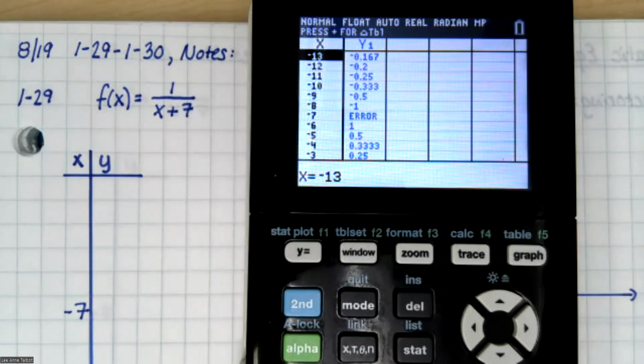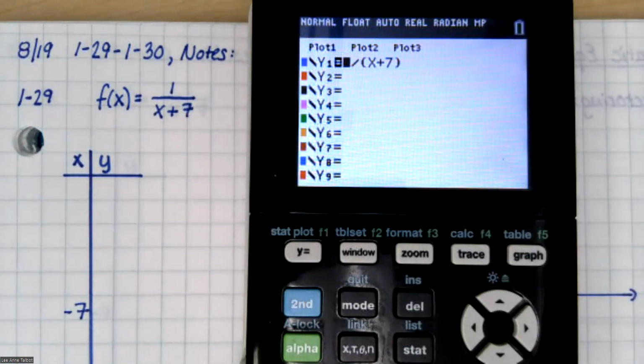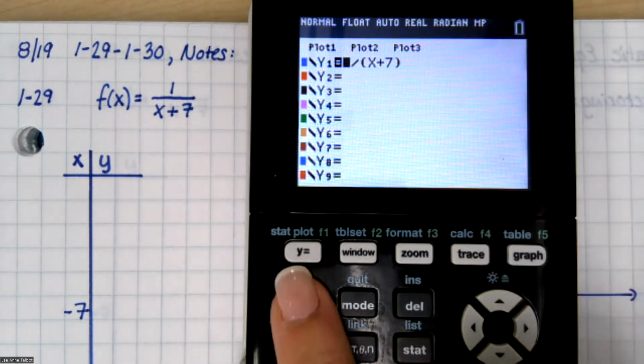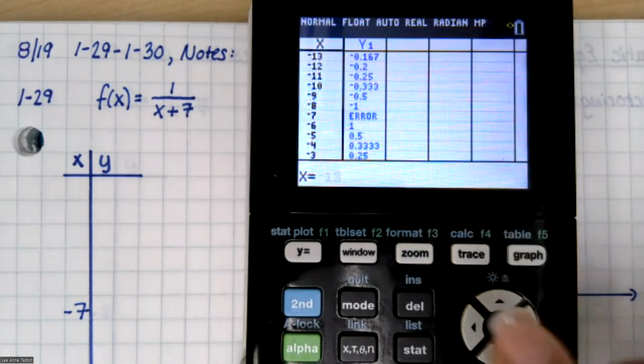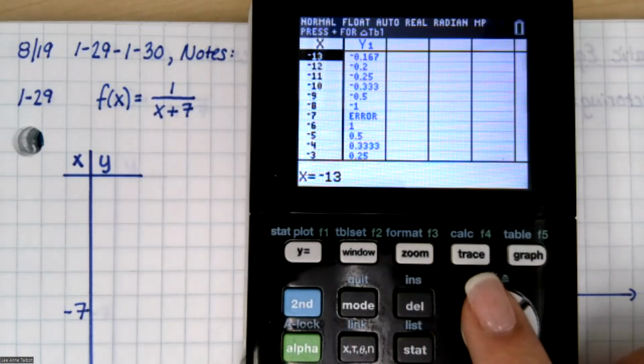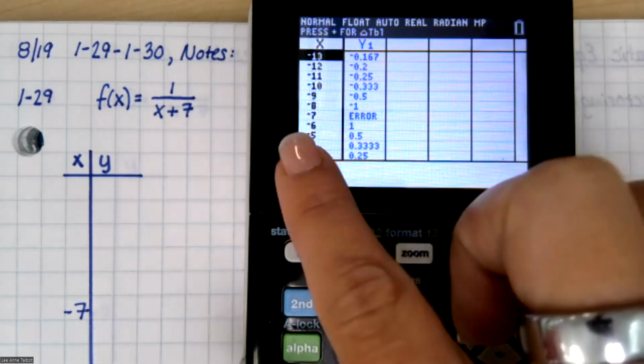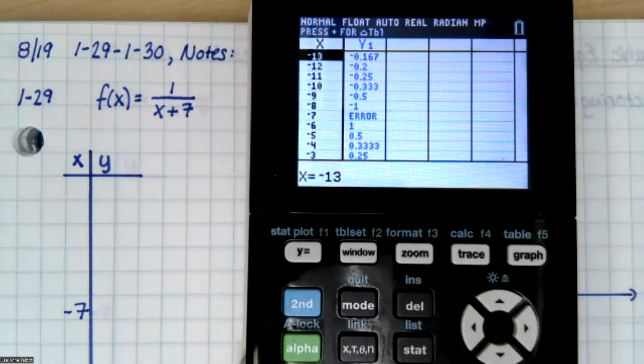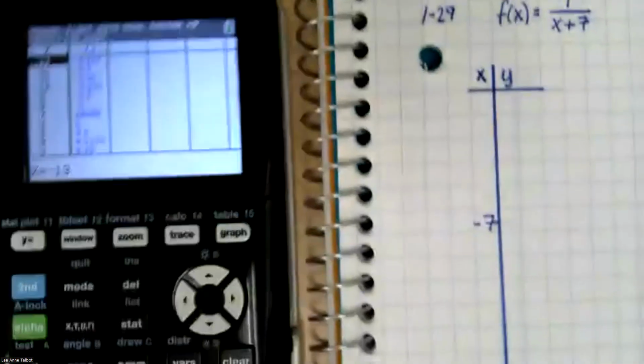Does anybody need me to demo that again? Okay, so you're here. Are we here? Okay, go second graph. And then scroll using the keypad so that -7 is kind of in the middle-ish. Are you with me? Okay, now we're just gonna cheat off of the graphing calculator here.